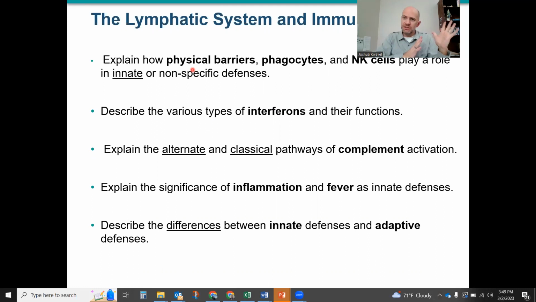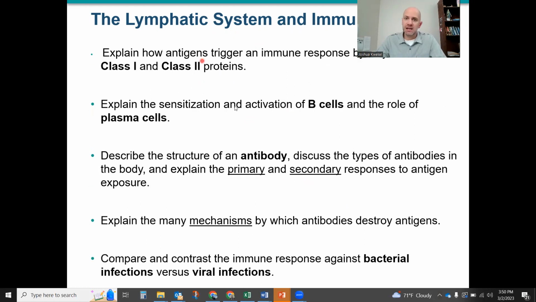The first part of this chapter is about the lymphatics, which is mostly fluid movement. And the last part is about the immune system, which is the lymphocytes and all the other immune cells that are playing a role in innate and adaptive immunity. So we'll talk about innate immunity, we'll talk about adaptive immunity, interferon, complement, inflammation, fever. Those are all topics that we'll talk about as we progress.